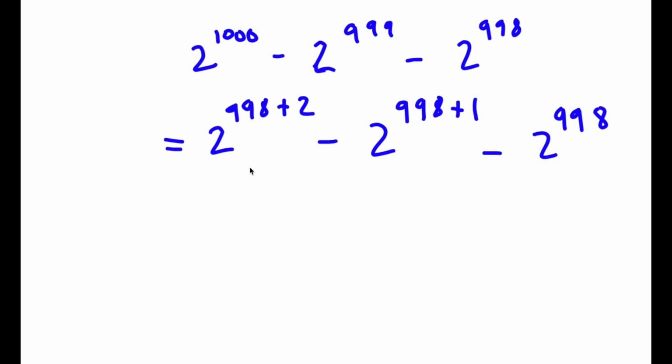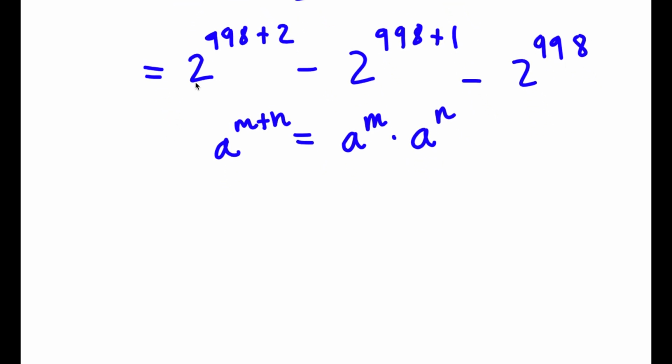So now I have 2 to the power of 998 plus 2 minus 2 to the power of 998 plus 1 minus 2 to the power of 998. So all my exponents have 998 in them. Now, if I have something in the form a to the power of m plus n, this is equal to a to the power of m times a to the power of n. So in this case, I can write 2 to the power of 998 plus 2 as 2 to the power of 998 times 2 to the power of 2.